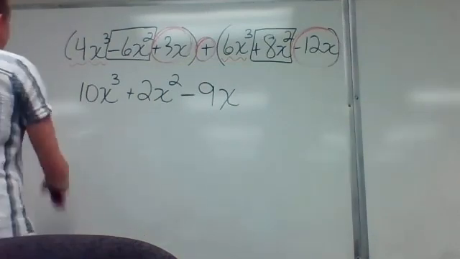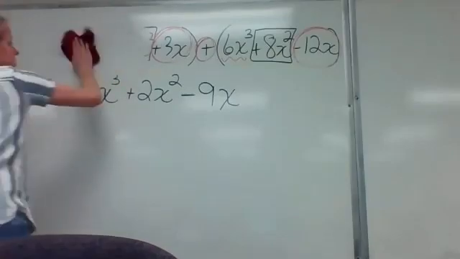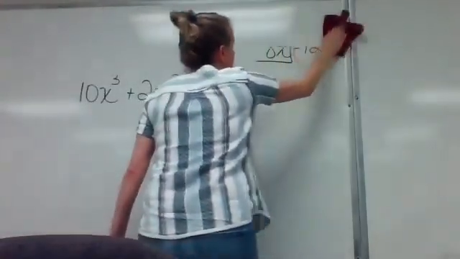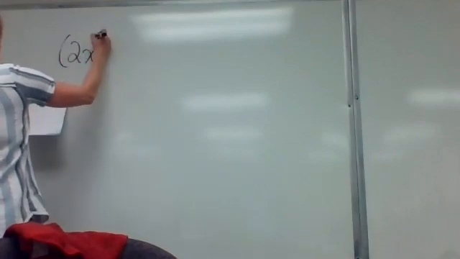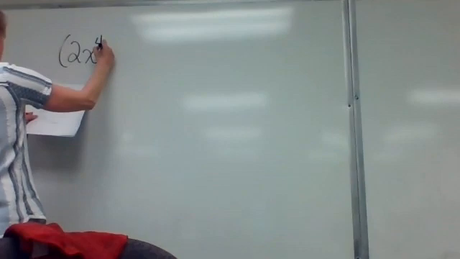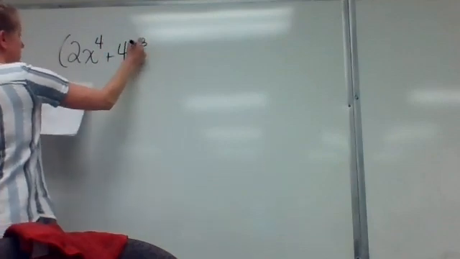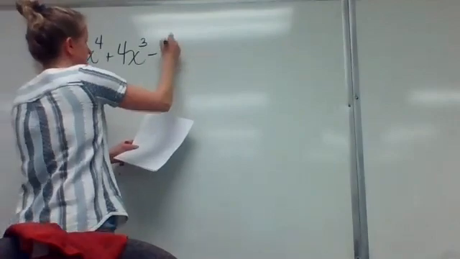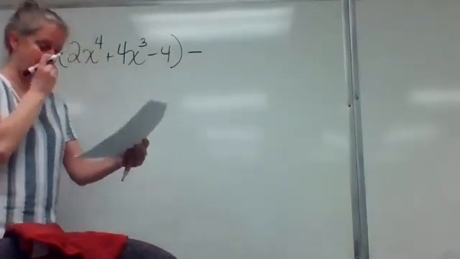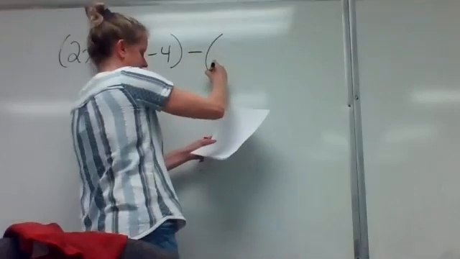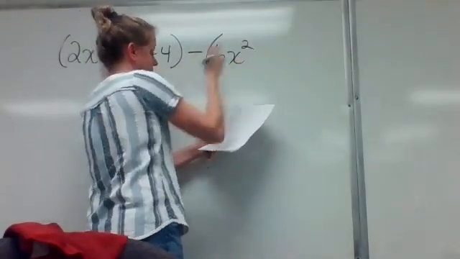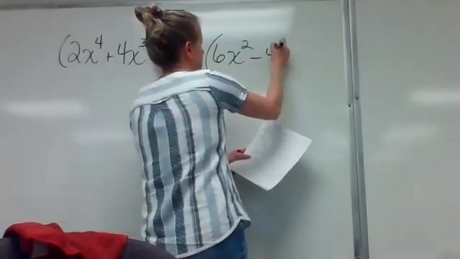All right, number 17. Two x to the fourth plus 4x to the third minus 4. Now I'm subtracting, so this is going to be different. Minus, in parentheses, 6x squared minus 4x plus 6.